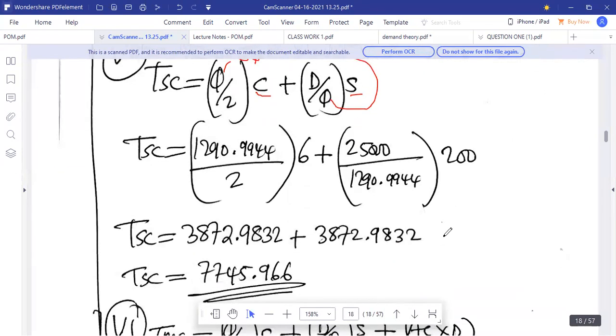So here, these two values are supposed to be almost the same. So we're getting 3872.9832. In most cases, these two are supposed to be almost the same, or if anything, exact. So you have gotten that one.